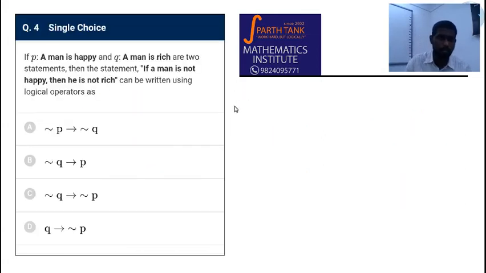Let us move on to question number 4. If P is a man is happy, Q is a man is rich, are two statements. Then the statement, if a man is not happy, then he is not rich. A man is happy is P, so man is not happy is not P. Not rich is not Q. If is conditional, right? Conditional is this implication. If not P, not Q. If a man is not happy is not P, implies then he is not rich is not Q. So the answer is option A. Not P implies not Q.